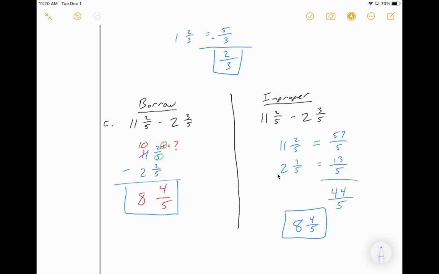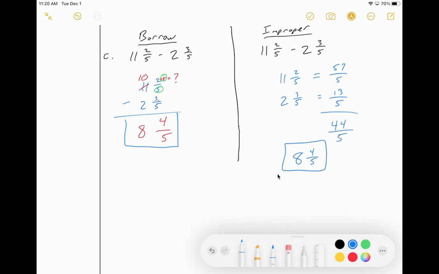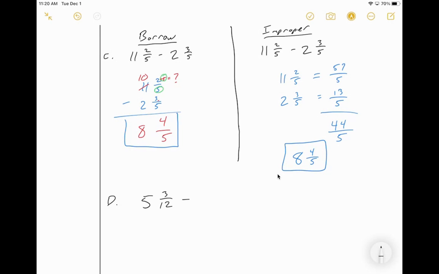Or I'll give you guys a chance to do them. Put your answer in the chat, and then also tell me which method you use. I'm curious which method people like to use. All right. So here we go. Here's the problem. 5 and 3 over 12 minus 4 and 11 over 12. Okay, go for it. Put in the chat once you think you got it. Use whichever method you prefer.